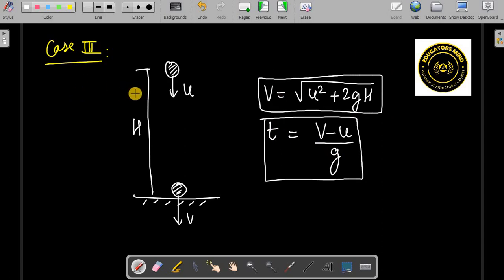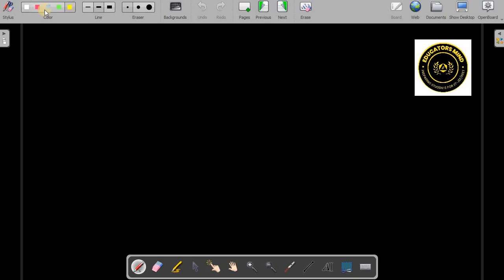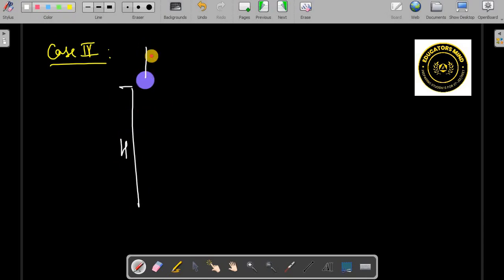Then from the height you can throw it upward also. Let's take another case, case 4. You are going to project this body in the upward direction from a building of height h, with speed u. So what will happen? It will stop and then it will come back. So you see, this is a combination of previous few cases, right? It is going up and then going again down.